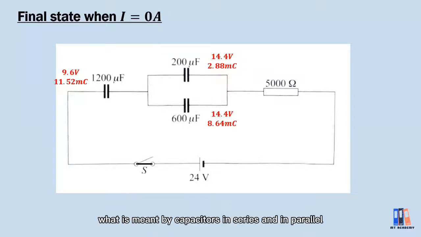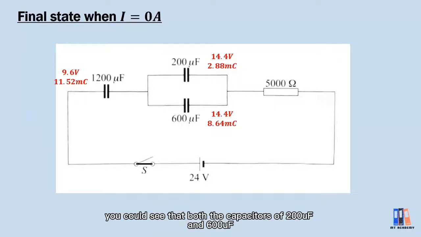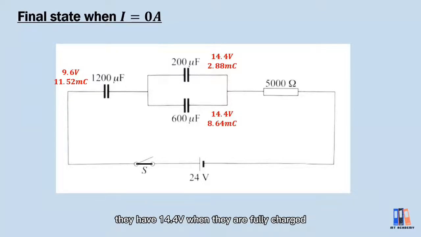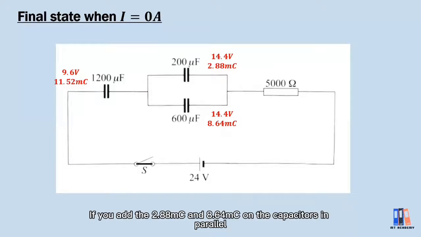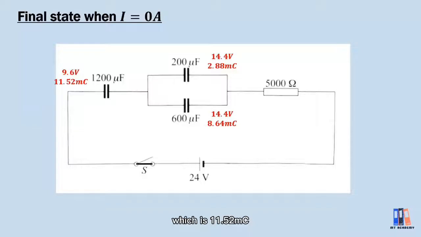Let us revise what is meant by capacitors in series and in parallel. The most obvious thing is that capacitors in parallel should have equal potential difference in the end. We can see that both the 200 and 600 microfarad capacitors have 14.4 volts when they are fully charged. As for the capacitors in series, they should have the same charge. If you add the 2.88 millicoulombs and 8.64 millicoulombs on the capacitors in parallel, you get the same amount of charge as the 1,200 microfarad, which is 11.52 millicoulombs. Last but not least, the 5,000 ohm resistor has 0 volt and 0 ampere in the end.